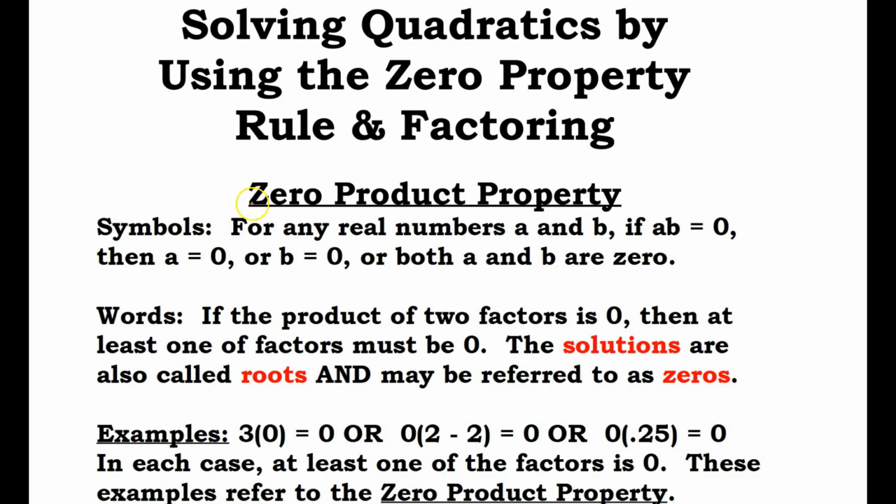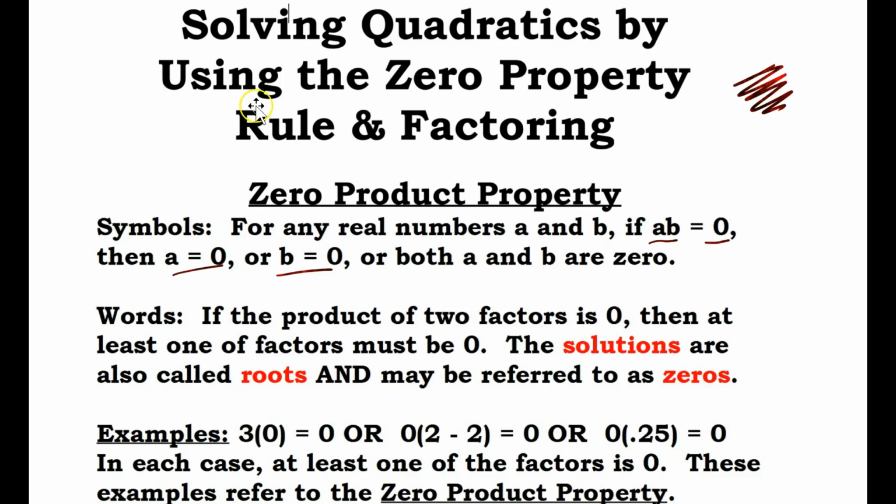Zero product property says, I don't know who was absent, but I'm just going to briefly go over this. You can skip to this part if you remember it. I'm just doing this for whoever was absent. If A times B equals 0, then A has to be 0, or B has to be 0, or both A and B have to be 0. So basically, you can't multiply two factors or two numbers or two anything together and get 0 without one of them being 0. That's just what the rule is saying.